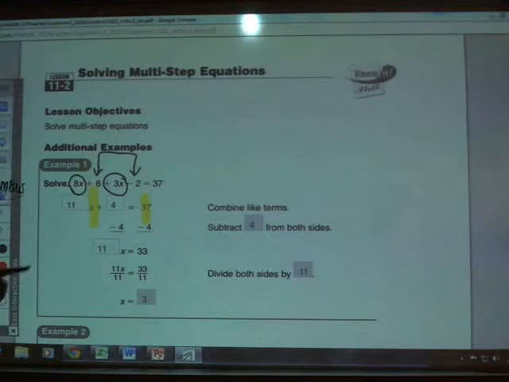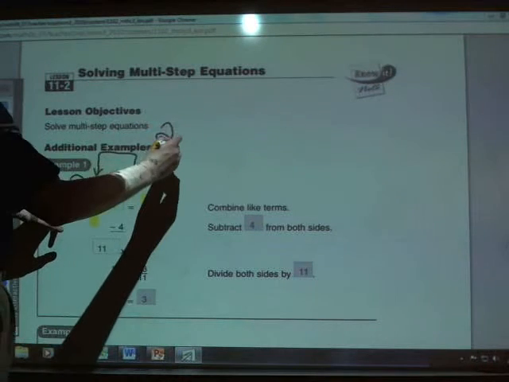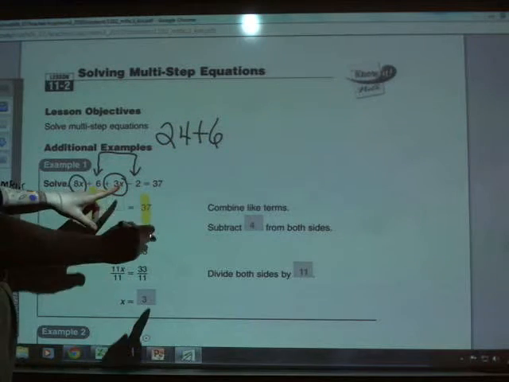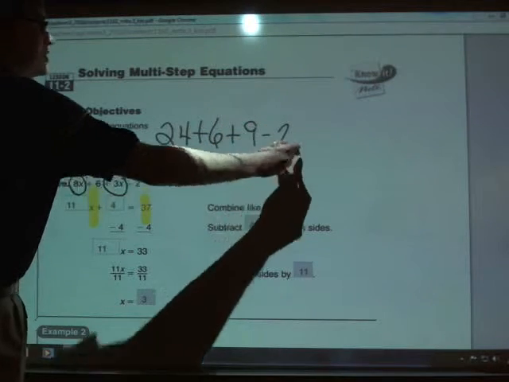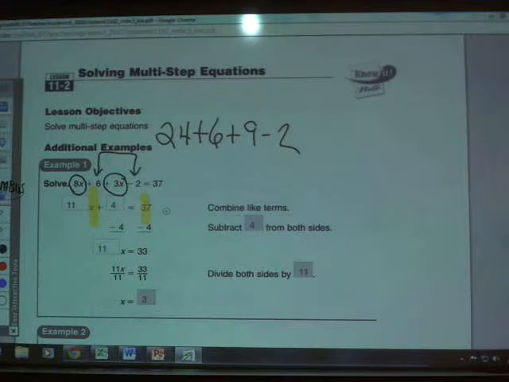We can check our answer by coming back up here and changing x into 3 and making sure that the left side equals the right side. 8 times 3 is 24, plus 6, plus 3 times what we now know is 3, so 9, minus the 2. That's 30, 39, minus 2 is 37. Since the other side says 37, the whole thing checks.